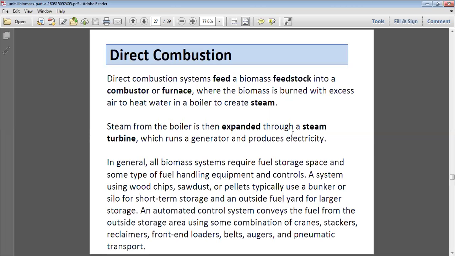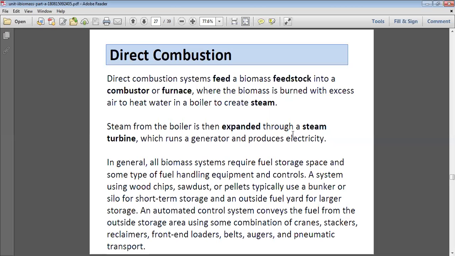An automated control system conveys the fuel from the outside storage area using some combination of cranes, stackers, reclaimers, front-end loaders, belt augers, and pneumatic transport. So normally we see that an automatic control system is always required in this part, for conveying fuel from outside.